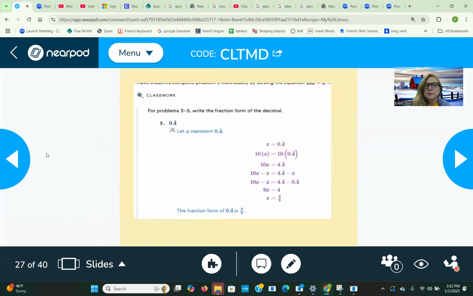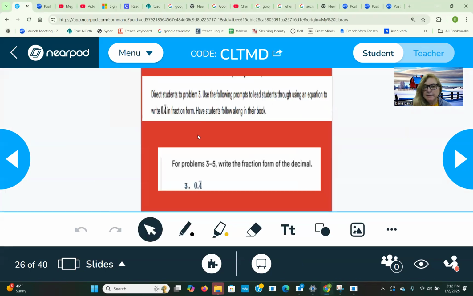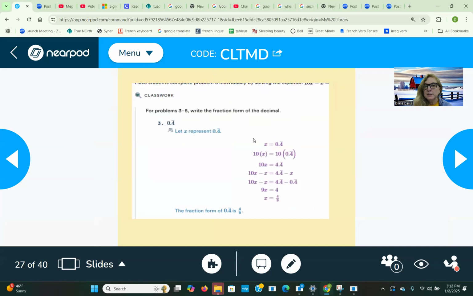All right, so it says for problems 3 through 5, write the fraction form. So whereas before we went fraction to decimal, now we're going decimal to fraction. And here we have repeating decimals that we know are repeating because of the repeating bar, that line. How do you do that? Well, you set x equal, it says let x equal 0.4 repeating.